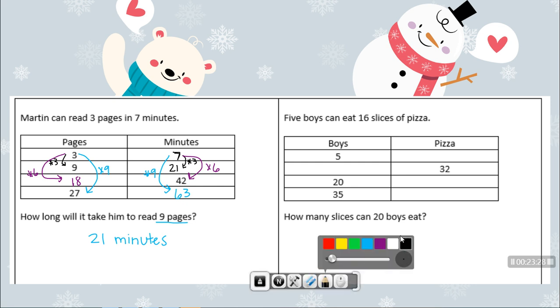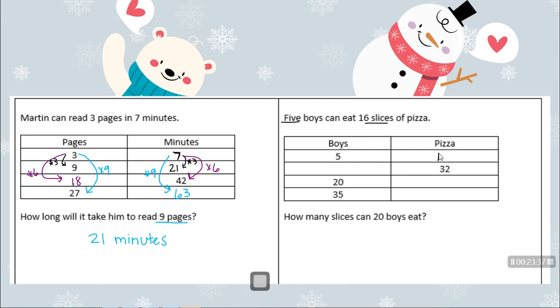Right, now that you've tried it on your own, let's look at it together. 5 boys can eat 16 slices of pizza. So this first one we know is 16. Okay, now these are bigger numbers, so it might have been a little bit more challenging for you. How can I get from 16 to 32? Well, we actually just multiplied it by 2. We just doubled it. Okay, so 5 times 2 is 10. So if we had 10 boys, they could probably eat double what the 5 boys did.